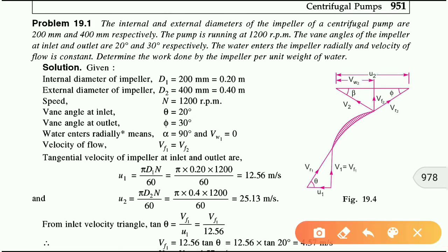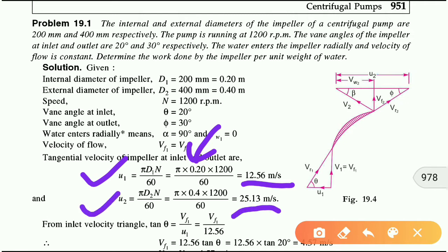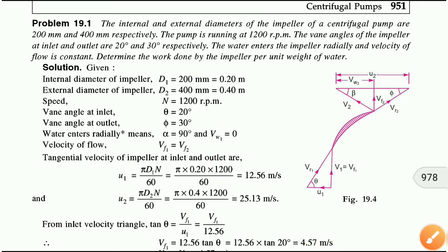U1 is equal to pi d1 N by 60 and U2 is equal to pi d2 N by 60. So what is U1? U1, it is the tangential velocity at the inlet. So if we replace all these values pi, d1, N by their actual values, we will get the tangential velocity at the inlet. Similarly, we can get U2, which is equal to 25.13 meter per second.